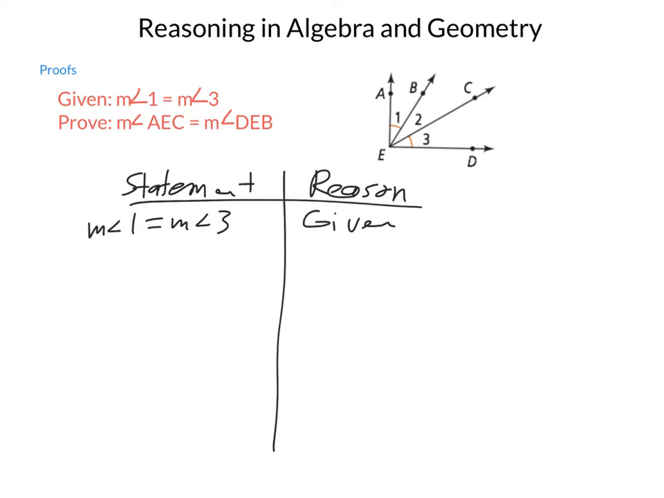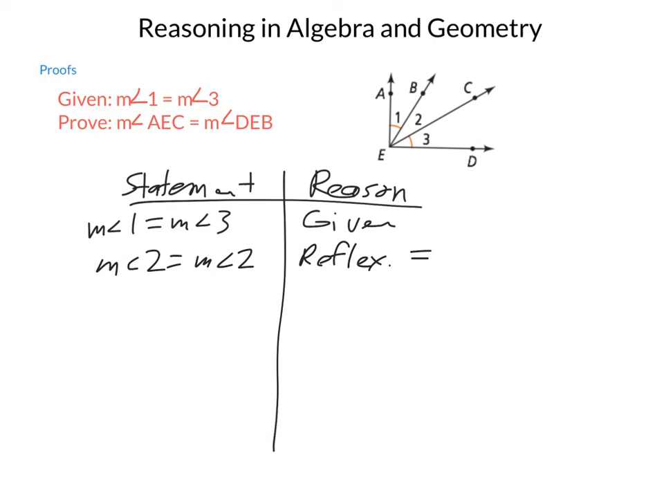Okay. Next, we have this piece up here in our diagram. Here's angle 1, here's angle 3, but in between them we have this angle 2. And since I want to get to angle AEC, which includes both angles 1 and 2, and angle DEB, which also includes angle 2 and angle 3, I want to be sure to make the statement that the measure of angle 2 equals the measure of angle 2. And that is simply our reflexive property of equality. I'm going to put reflex equals as my shorthand.